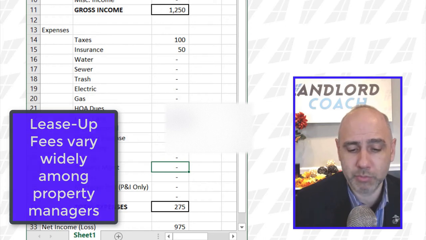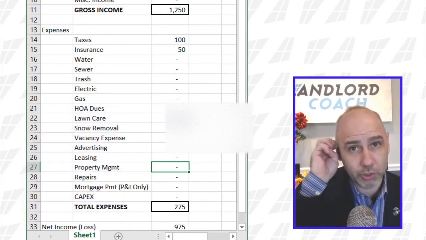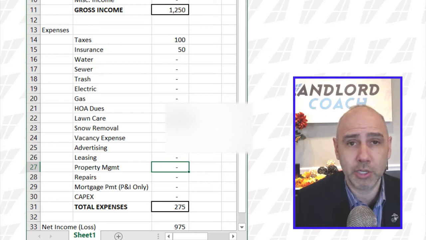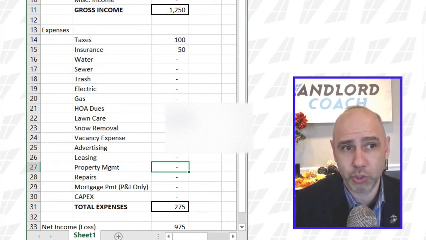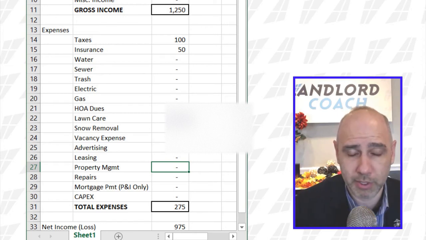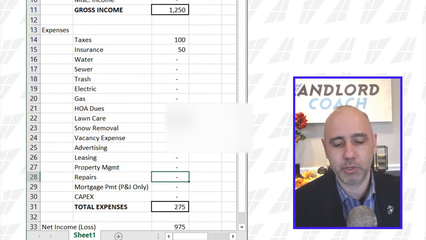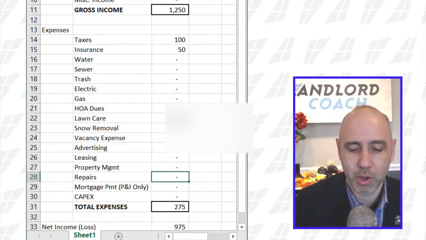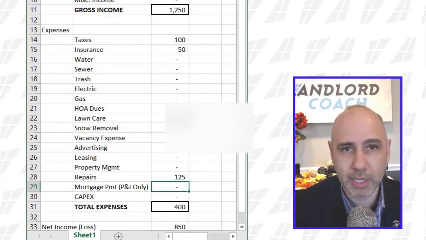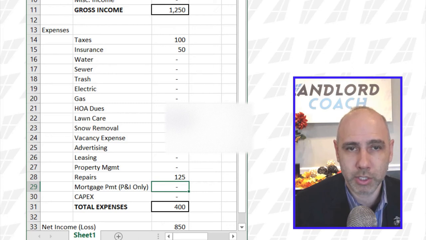The property management will say it's 10%. But again, if you're paying yourself, that's fine, but understand that is also an amount that you should allocate towards property management if you're going to be doing the underwriting of the property. In this case, you're managing the property yourself, so there's nothing there. Repairs, let's say we did have $125 worth of repairs that we had to do last month. Say it was a small plumbing fix.